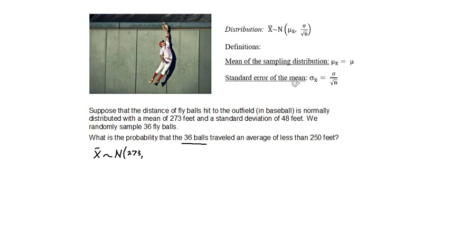we use, instead of the standard deviation, which would give us a distribution of any single fly ball, our sample. And our sample is going to have a standard error of the mean found by taking our standard deviation of 48 feet and dividing it by the square root of our sample size, in this case 36. This is the information that we're going to use, and we're going to use the Chapter 6 normal distribution calculator in order to help us do this.